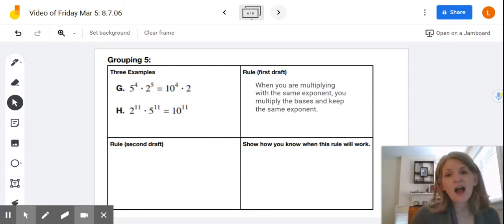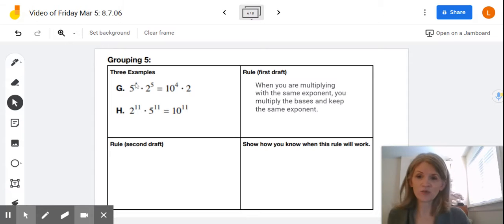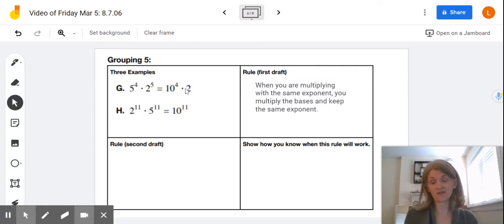So here we go. When I look at this, I notice, well, this top one actually was a little confusing to me at first, to be quite honest, but I'm noticing that these are different bases and the same exponents. Let me say that again. Same exponents, 11 and 11, different bases. And really, that's what they're doing here as well. And I'll show that example in a moment. So the rule is when you are multiplying with the same exponent, you multiply the bases and keep the exponent. We multiply this as 2 times 5 to get 10 and keep the exponent as 11.